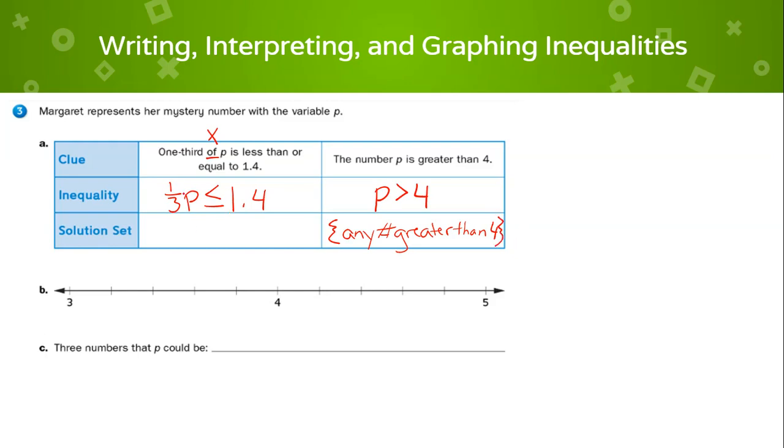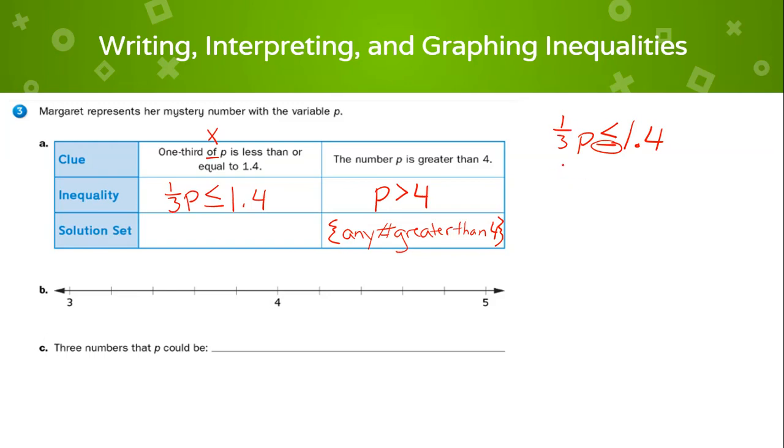But over here, I'm going to have to do some math. I'm going to think about this over here. 1/3 p, 1/3 of a number is less than or equal to 1 4/10. Well, I'm going to look at this equal part, and I'm going to treat this like an equation. So I'm going to use inverse operations, and I'm going to do the opposite. So instead of 1/3 of p, I want 1 whole p.